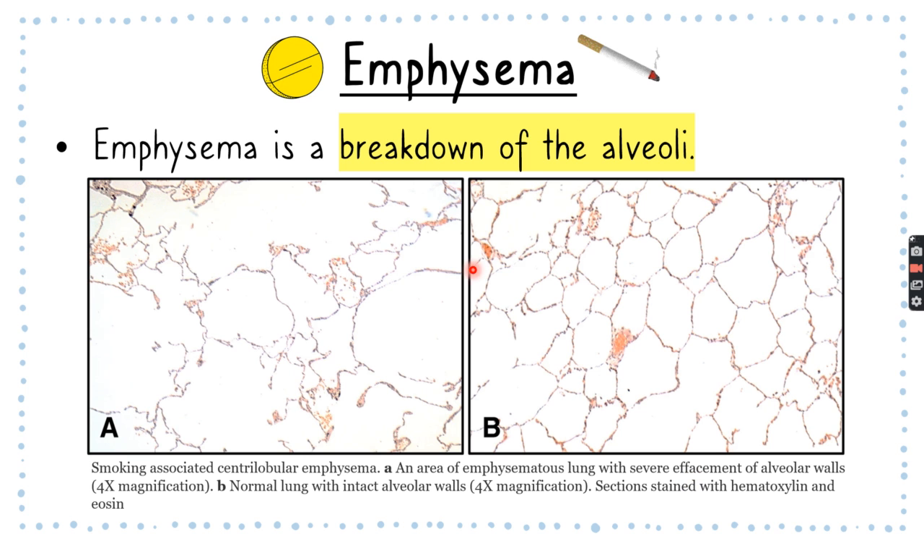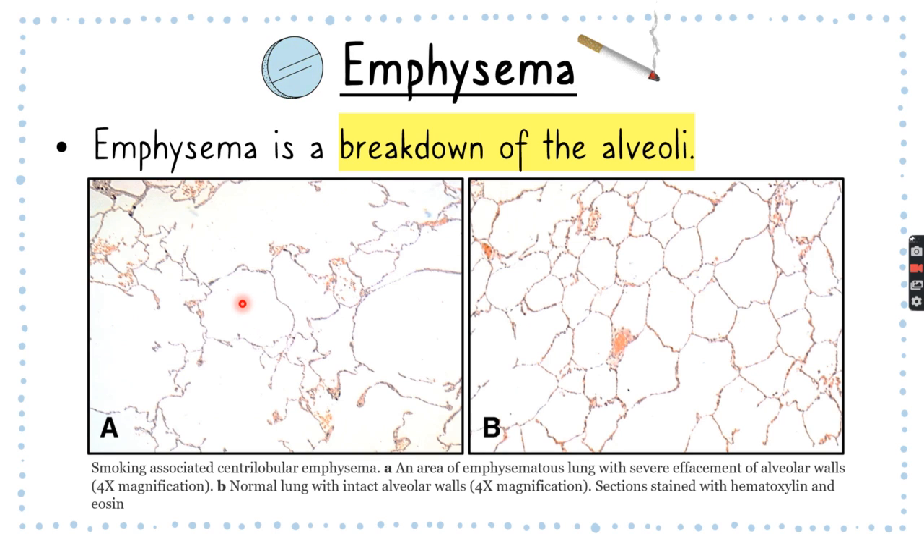Here I provided two photos. A is an area of emphysematous lung, so to say it simply, this is a lung that has emphysema, and B is a normal lung. So just now, if we remember that diagram of the alveolar walls, this circle right here refers to one alveolus. That's the second one, a third one, a fourth one, a fifth one. And the walls of the alveoli are 1 cell thick.